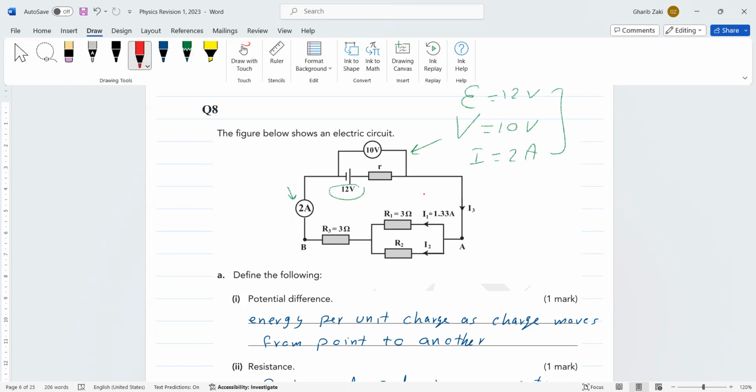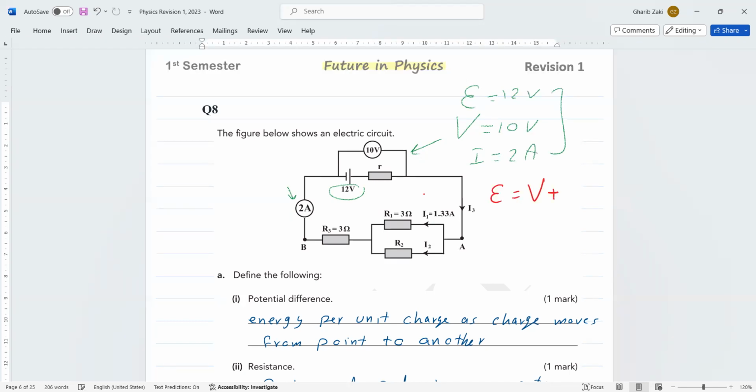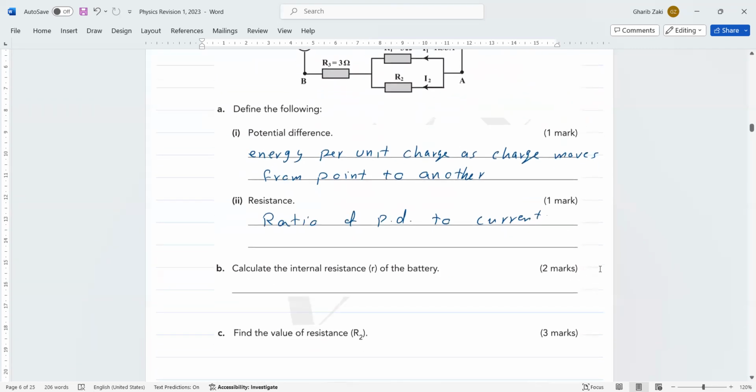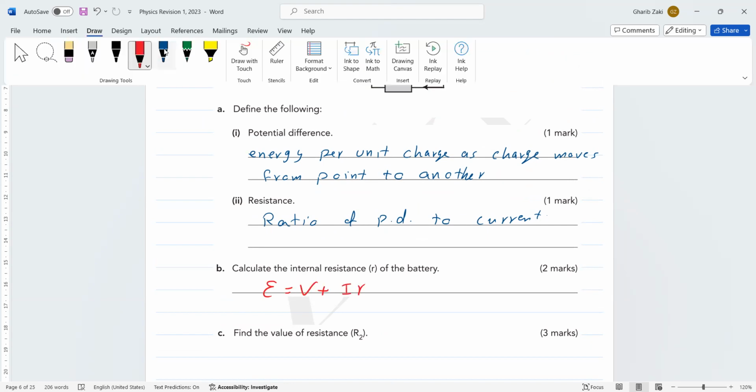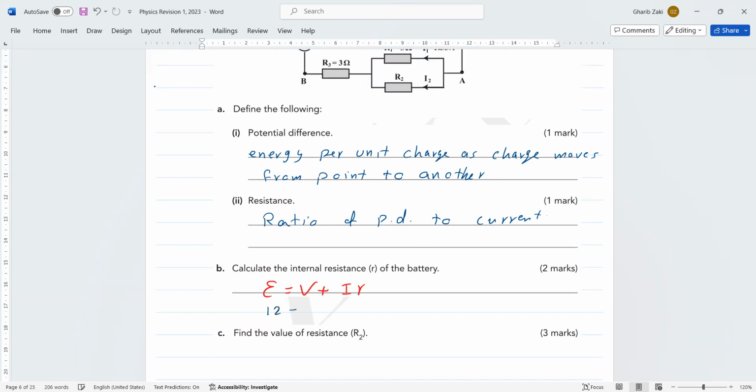Which formula do we use? E equals V plus IR, so we can calculate R. Then we write here E equals V plus IR. We do substitution. E equals 12, terminal voltage is 10, current is 2, multiply R small. When you rearrange, 12 minus 10 equals 2, so 2 equals 2R, then the internal resistance equals 2 divided by 2, it's 1 ohm.